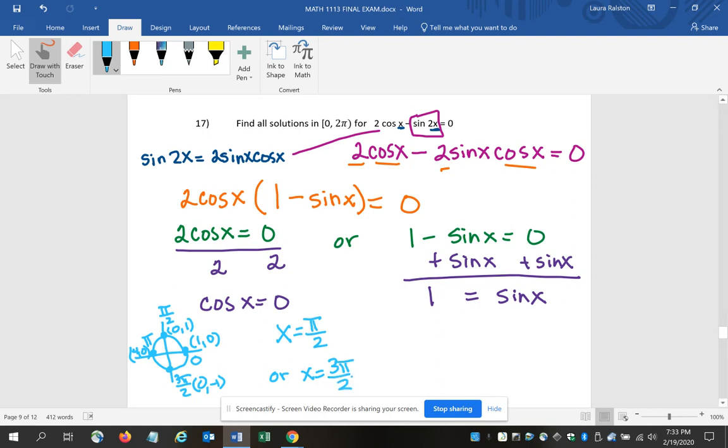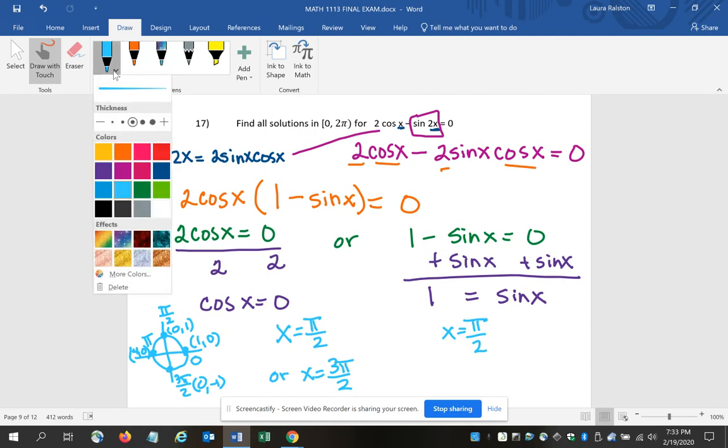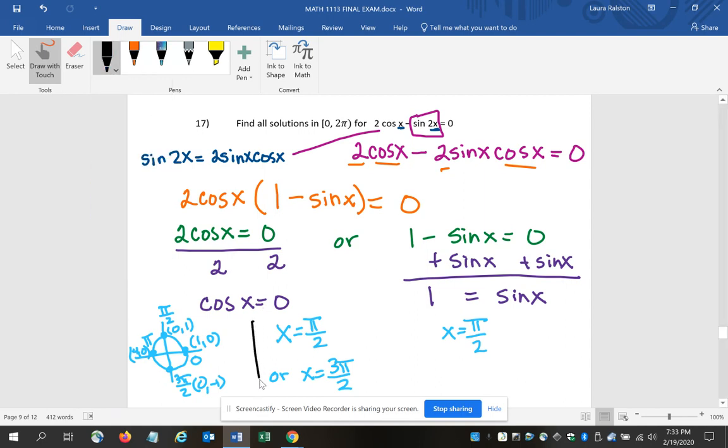Then the other question there is, where is the sine equal to positive 1? The sine is positive 1 at pi halves. Well, I already have pi halves included as one of my answers. So ultimately, my two answers here are pi halves and 3 pi halves, and that satisfies both pieces of the equation.